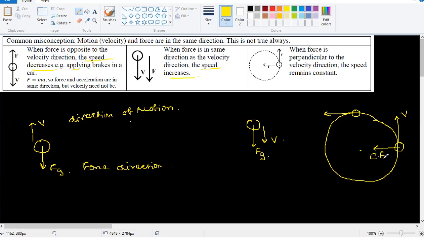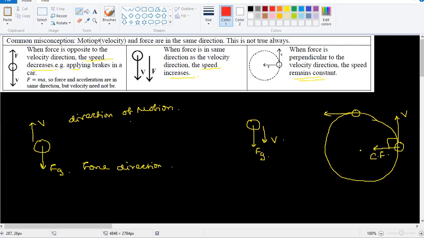Centripetal force. Okay. So when the force and direction of motion are perpendicular, the speed does not change. The speed remains constant, and that's what we call uniform circular motion. Okay, I think that's what I already explained to you.